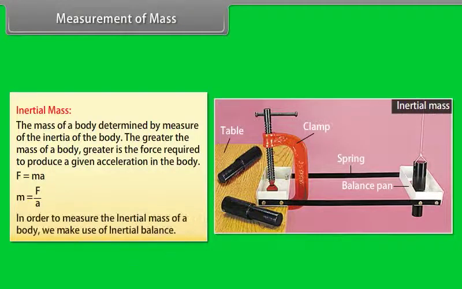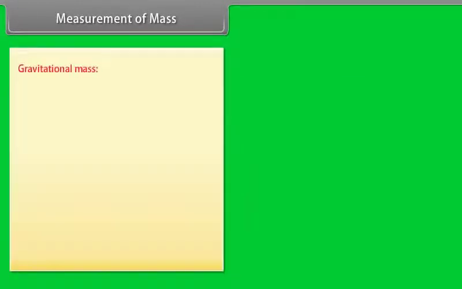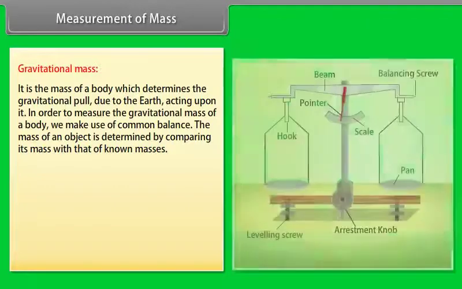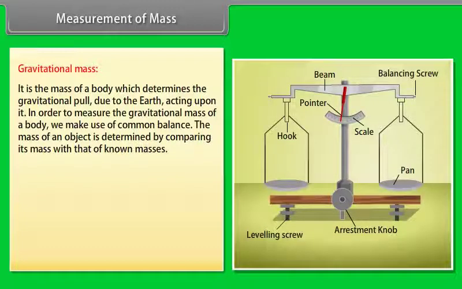In order to measure the inertial mass of a body, we make use of inertial balance. Gravitational mass. It is the mass of a body which determines the gravitational pull due to the Earth acting upon it. In order to measure the gravitational mass of a body, we make use of common balance. The mass of an object is determined by comparing its mass with that of known masses.